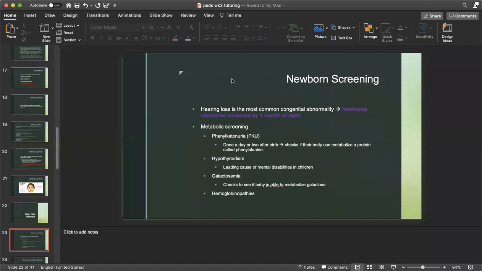So metabolic screening. They'll get the PKU screening. It's done a day or two after birth and it checks to see if their body can metabolize a protein called phenylalanine. Sorry, I just butchered that, but that's what PKU tests for. Hypothyroidism is the leading cause of mental disabilities in children, so that's why they always want to do that screening as well. Galactosemia checks to see if the baby is able to metabolize galactose in milk. And then they'll also screen for hemoglobinopathies.